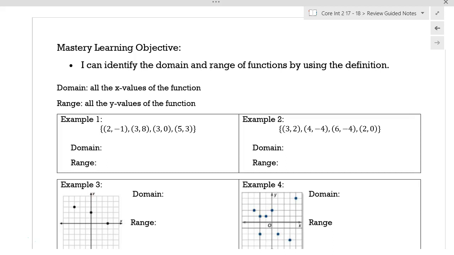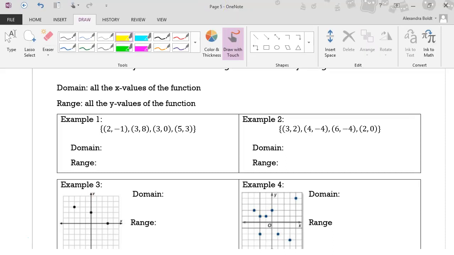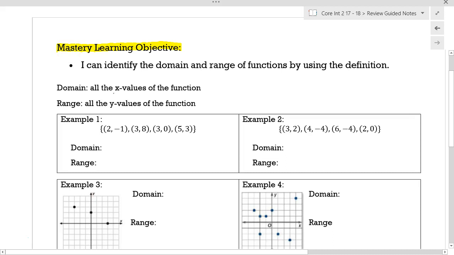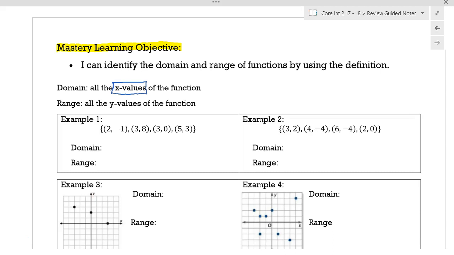So our Master Learning Objective, or our MLO, for this video is: I can identify the domain and range of functions by using the definition. And by that we mean the definition of the domain and the definition of range. So we have two definitions here. The definition of domain is all the x values. So domain is x. Now you can kind of start equating those together. Range is all the y values. Range is y. So we're going to look at three different types of examples for domain and range.